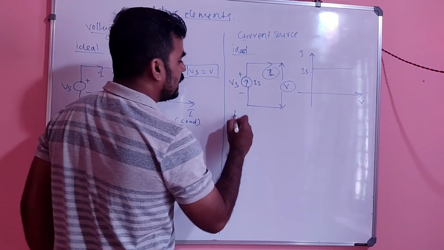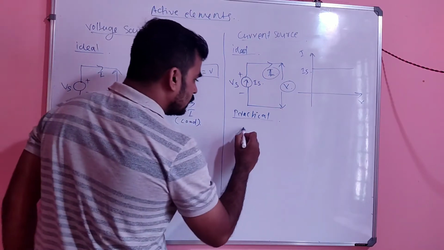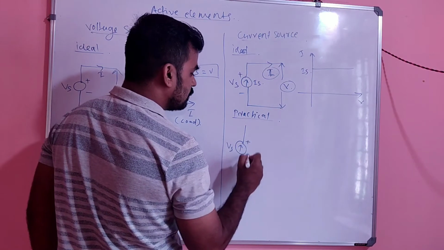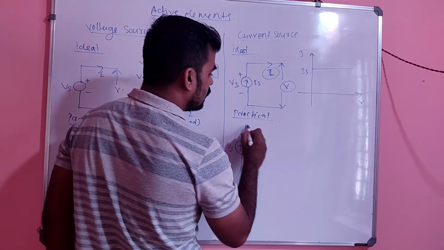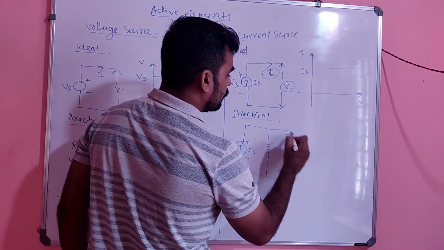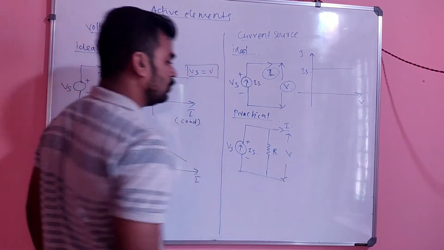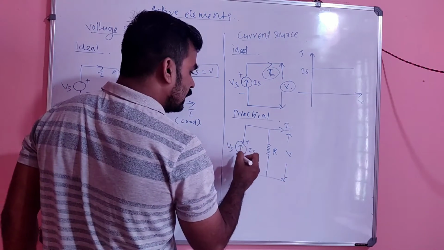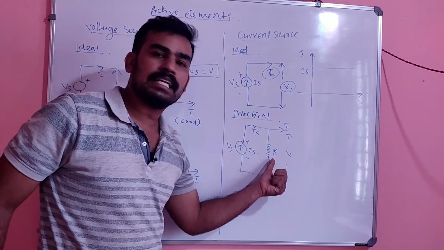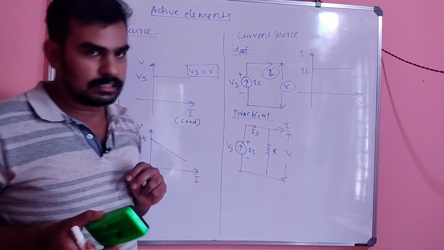And coming to the practical case, this is the practical current source. So this is Vs and this is Is and this is I. This is R and this is the terminal voltage V. That means there will be a resistor R in parallel with the current source. You can imagine it like this.